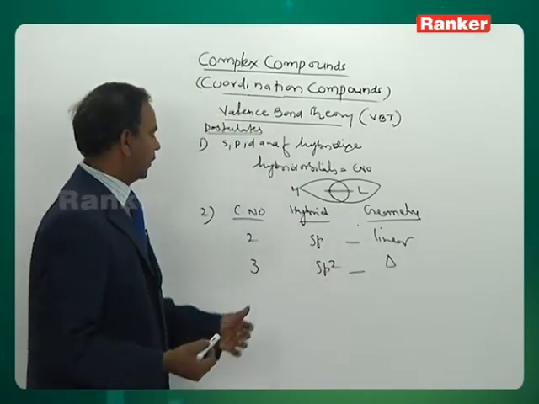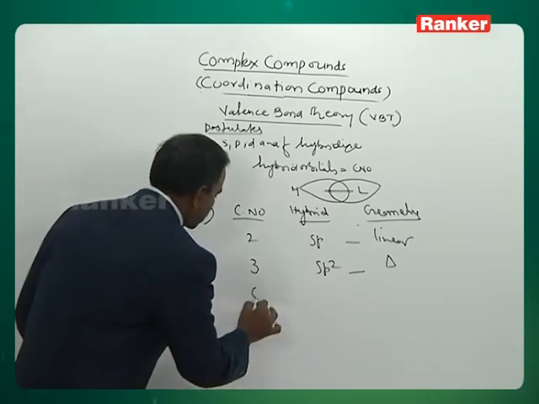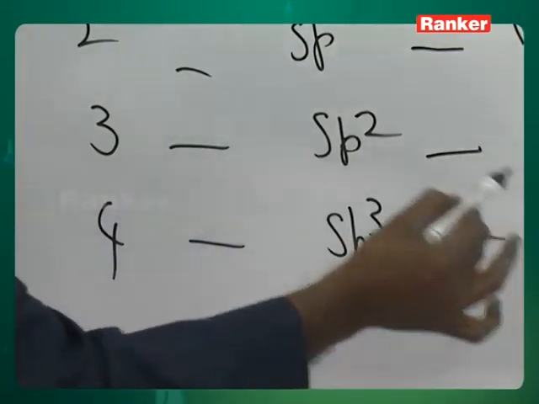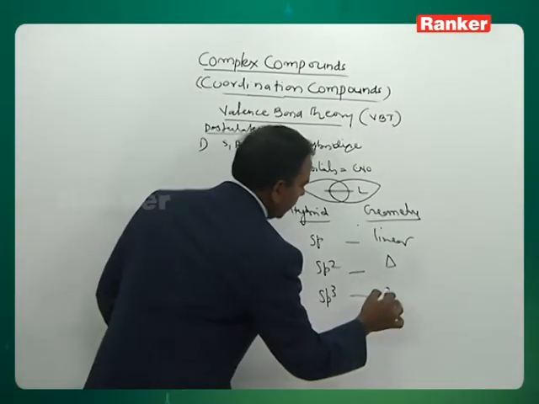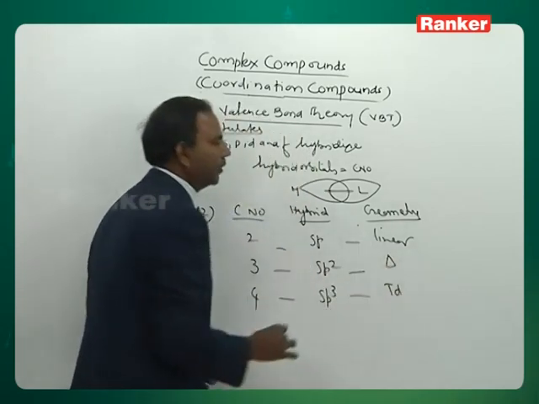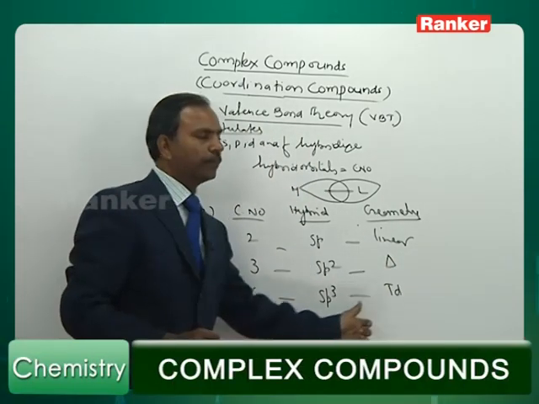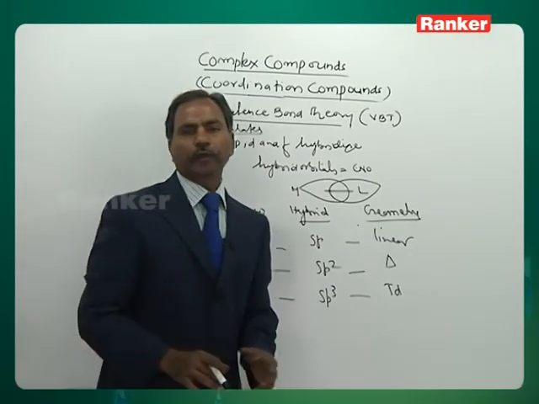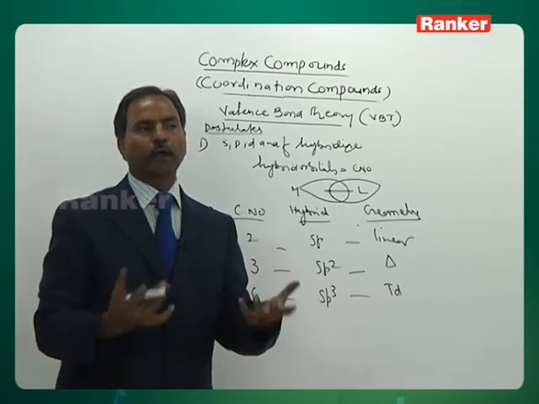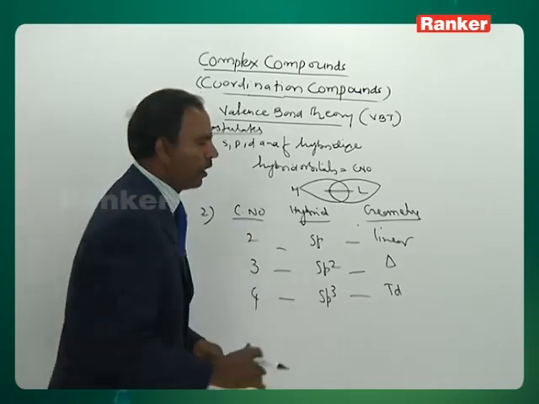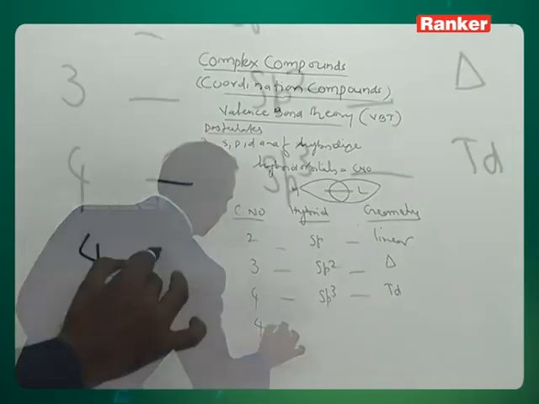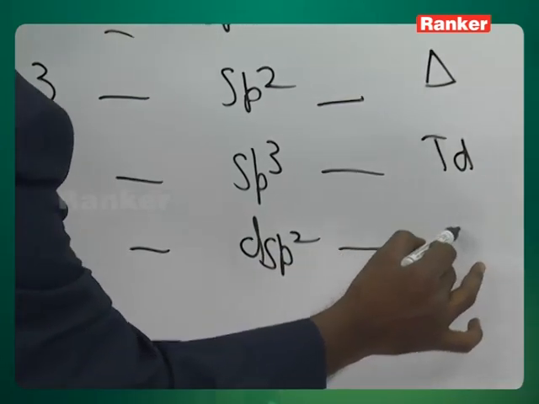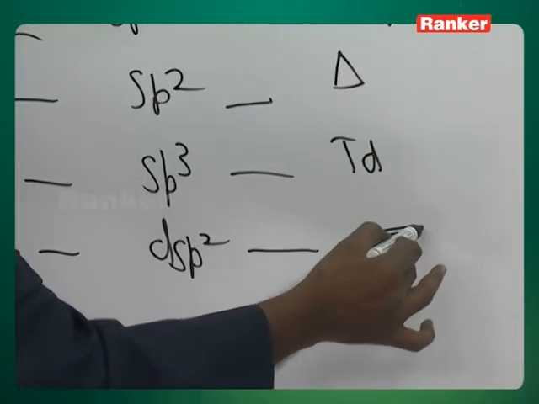Trigonal planar geometry. Next, take coordination number 4. The possible hybridization is sp3, giving tetrahedral geometry. Coordination number 4, sp3, tetrahedral geometry. Another choice is also there. Whenever the coordination number is 4, another possible geometry is square planar. Another possibility I am writing: for dsp2 hybridization, you can take it as square planar geometry.